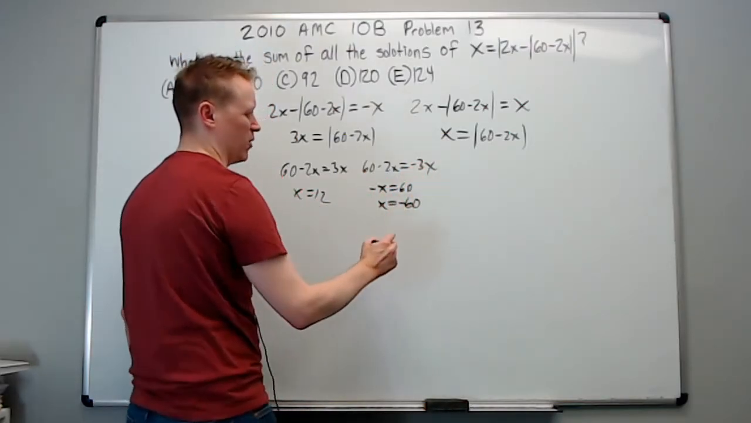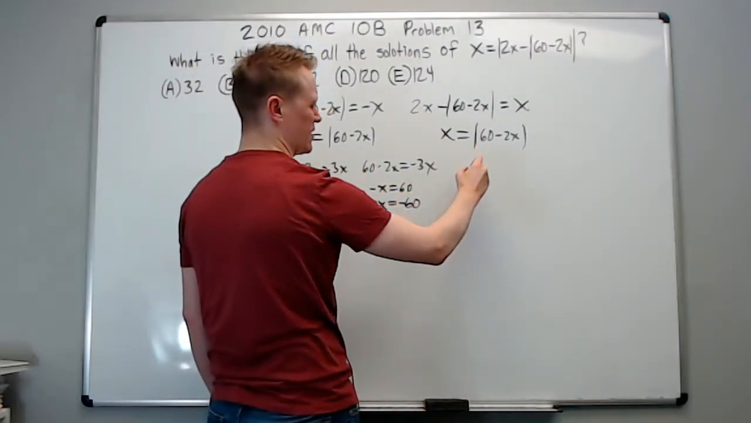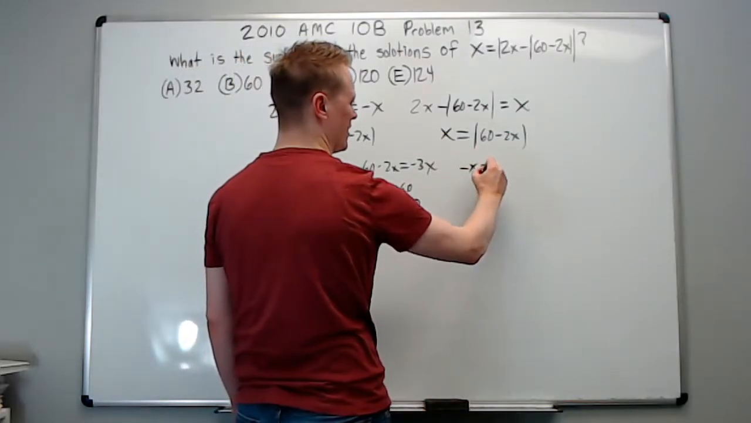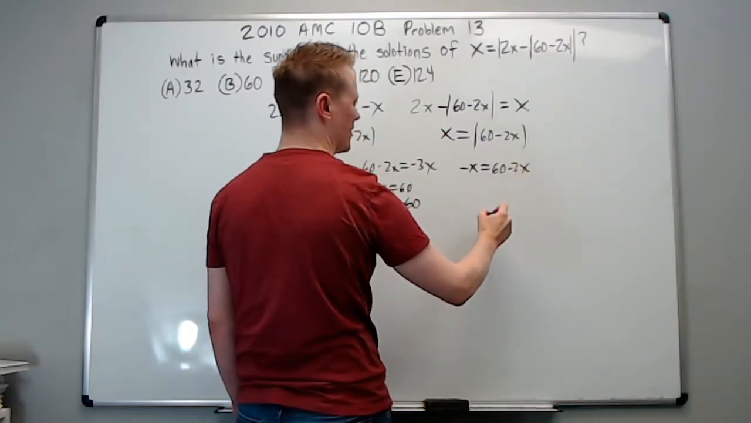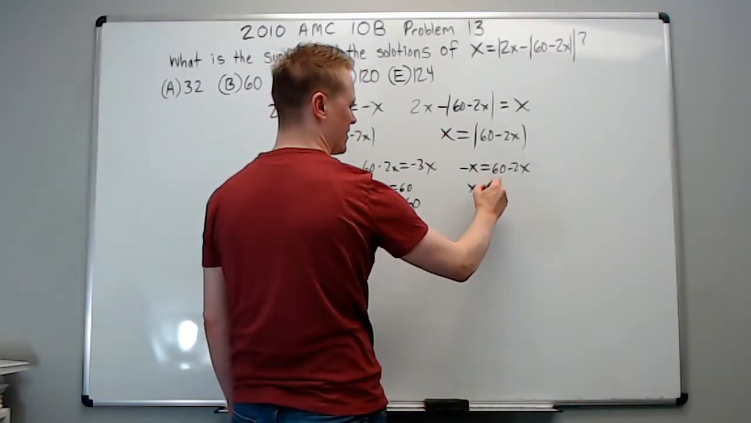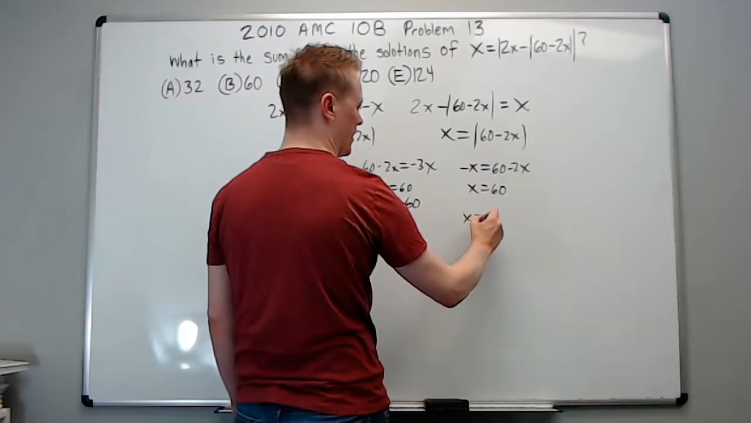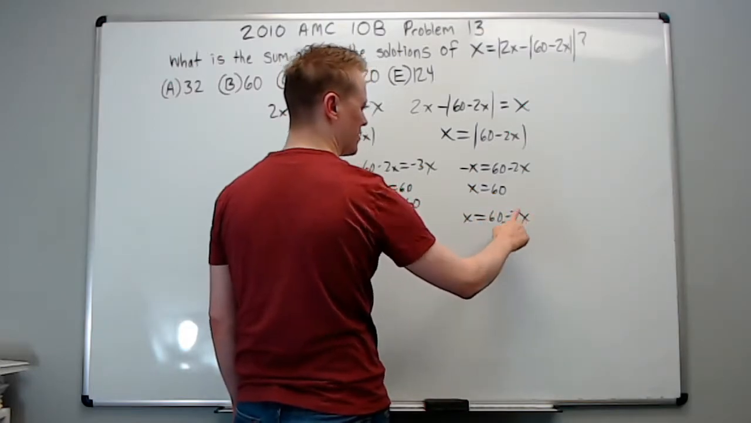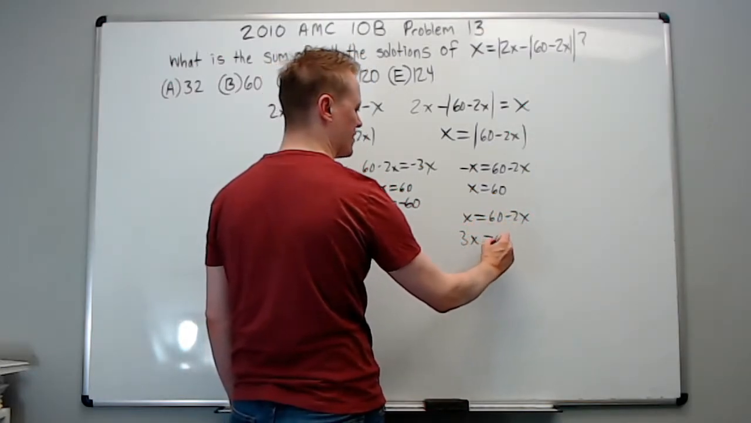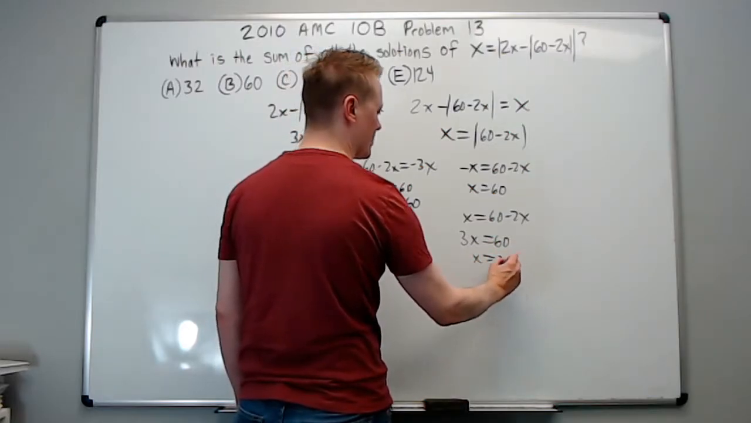We'll think about that one in a moment. Let's go over to these ones now. We're going to get negative x equals 60 minus 2x, so you're going to get x equals 60. And positive x equals 60 minus 2x gives you 3x equals 60 and x equals 20.